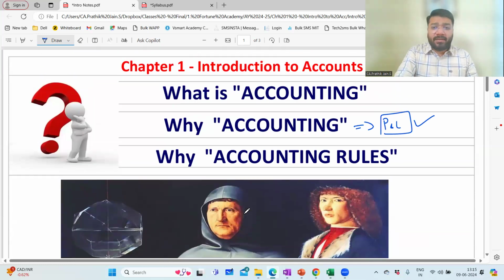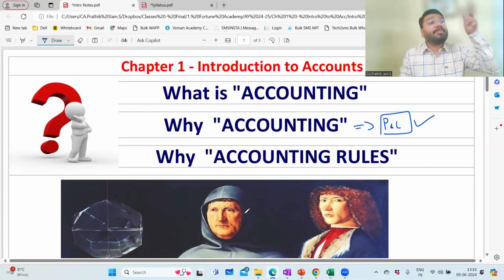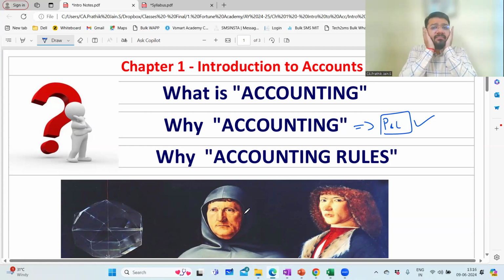So are you able to understand? In layman language, in a very simple language, I tried to put it today, guys: what is accounting? Why are we supposed to do accounting? And what is the significance of having the accounting rules, regulations, policies, principles in place? These three things we tried to understand in very simple language. Makes sense or doesn't make sense?